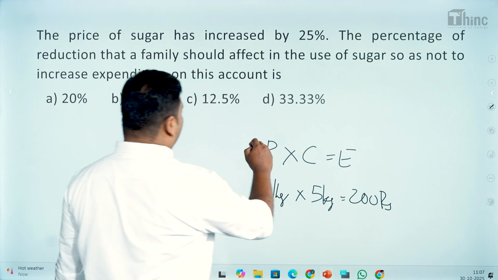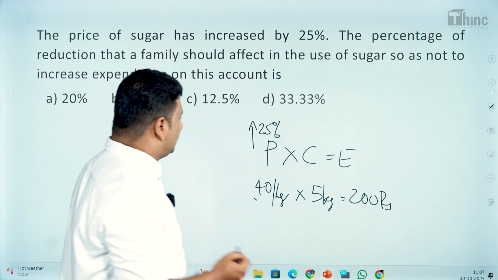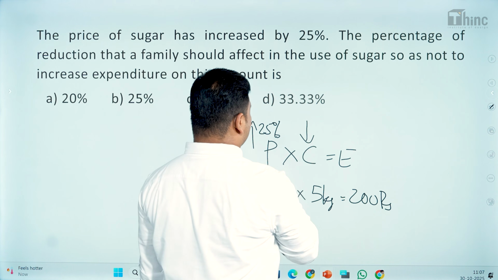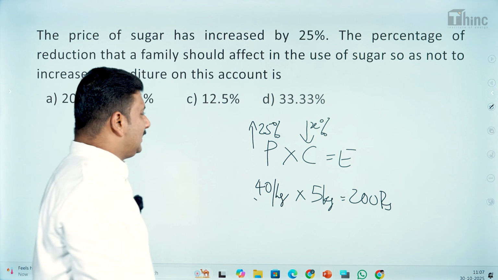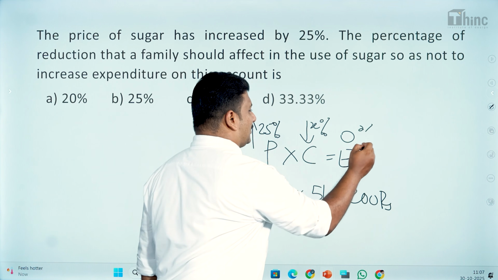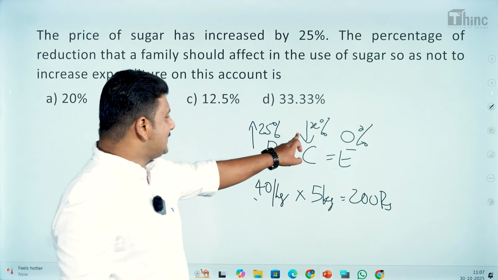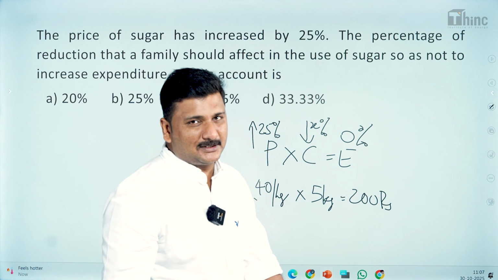Now what happened? Price of the sugar is increased by 25%. Now the question is, the consumption needs to be decreased by what percentage? Let's say it is decreased by X percentage, so that there is no change in the expenditure. So there is 0% change in the product, or the expenditure. So what is this X value, so that when we multiply these two, we have 0% change in the product?